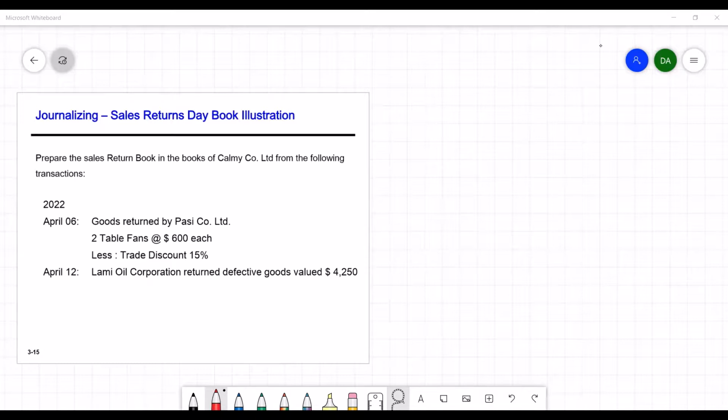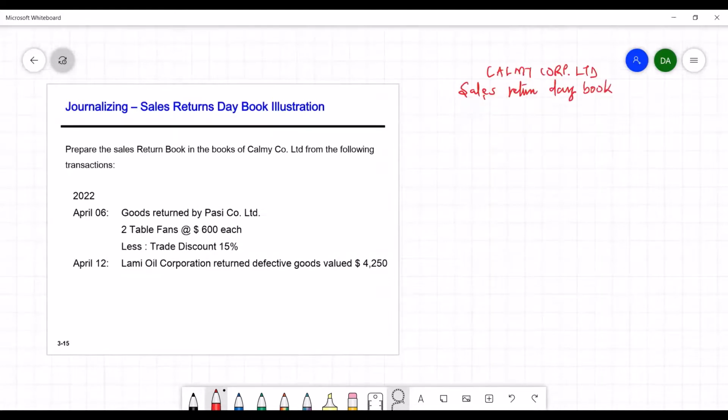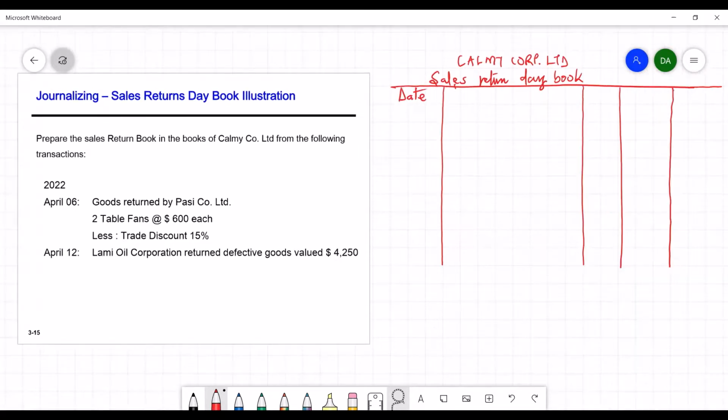To answer this question, we're going to prepare the sales return daybook, which is the return inwards daybook. Calmi Corporation's sales return daybook. Date, particulars, then a column for folio where we record any transaction reference that is important to us. Then we have details, which is the amount in detail, and then the amount in total.